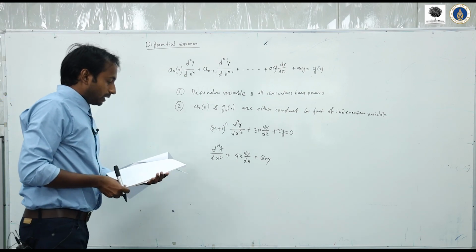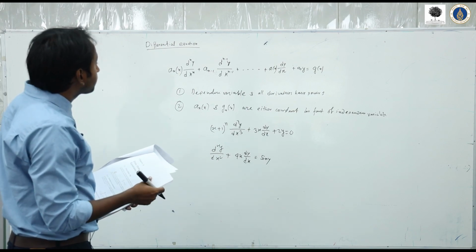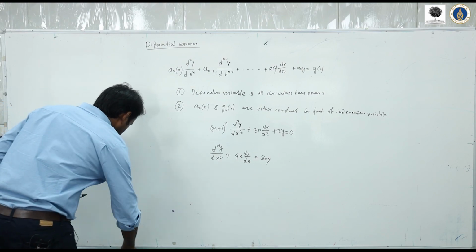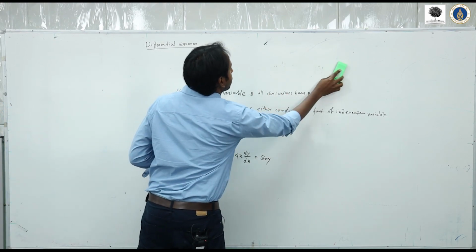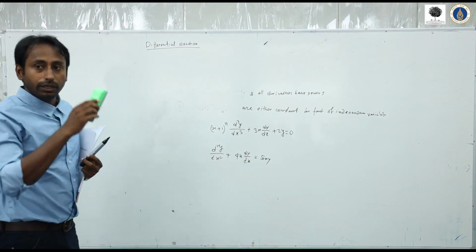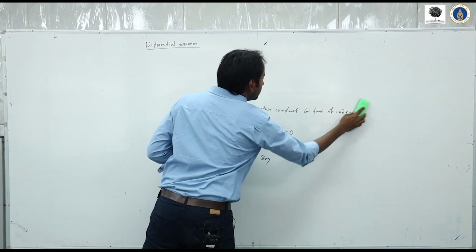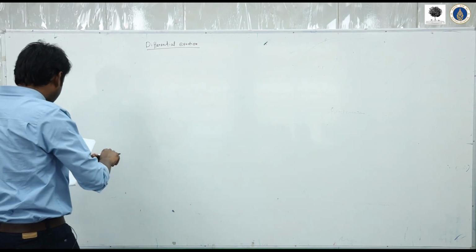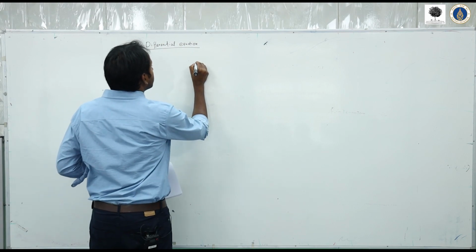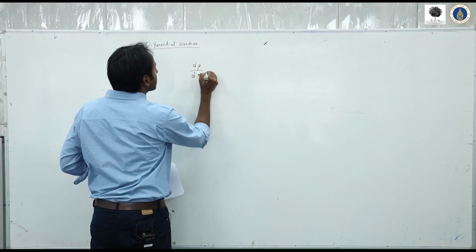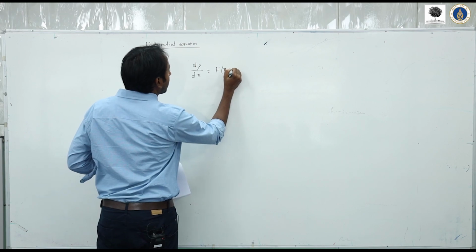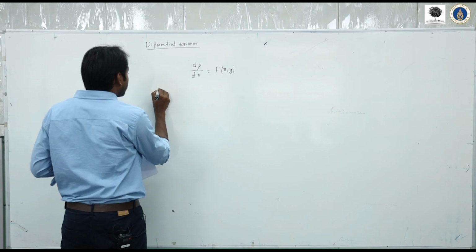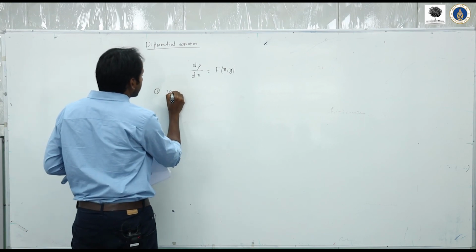So let us try to find a few methods for solving first order differential equations. In this video we will only be solving first order differential equations, not higher order ones. Maybe in some next video we will do that. A first order differential equation is generally written in this form: dy by dx equal to f of x and y. Now, the method which is called variable separation.